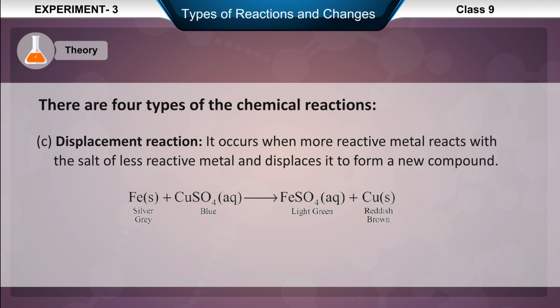C. Displacement reaction. It occurs when a more reactive metal reacts with the salt of a less reactive metal and displaces it to form a new compound. Fe, silver grey, solid state, plus CuSO4, blue, aqueous state, results in FeSO4, light green, aqueous state, plus Cu, reddish brown, solid state.